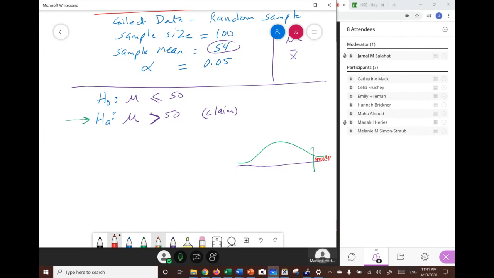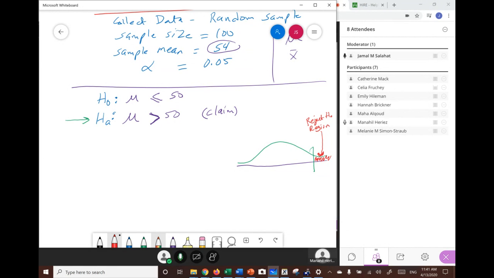Notice that this region here is what we call the reject H-naught region. This is the area where we reject H-naught. So anything that falls into the right area there is going to be rejected. So this is my first step.